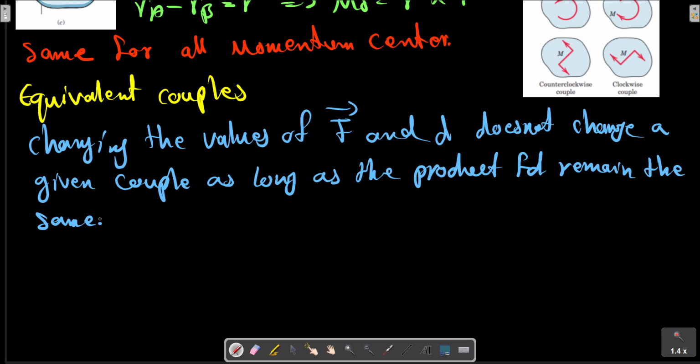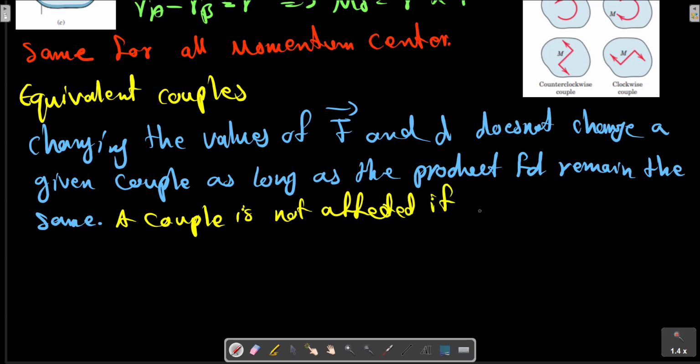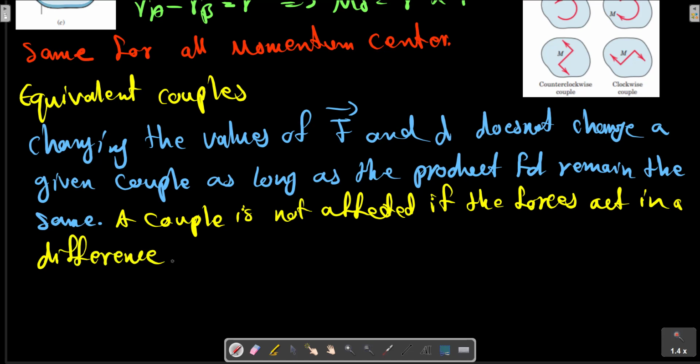Likewise, a couple is not affected if the forces act in a different but parallel plane.